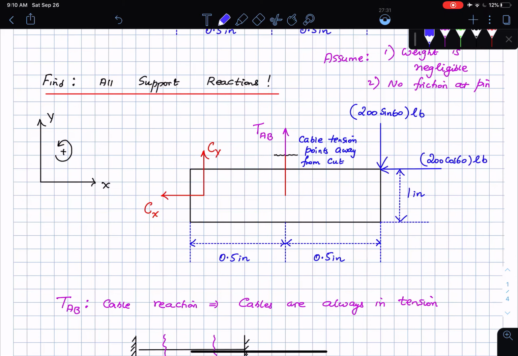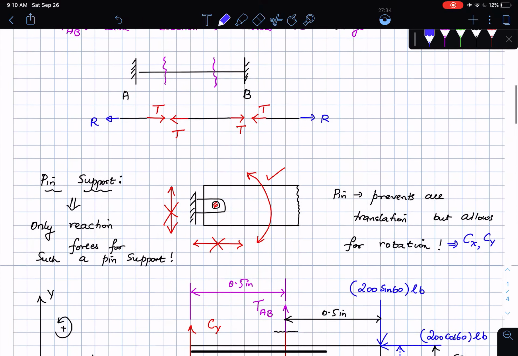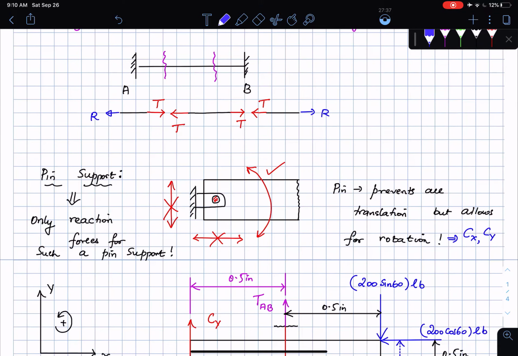Then I say, okay, here I have a pin reaction. What am I going to do with that? I come here and think, okay, what does a pin do? Or what does a pin not do? A pin prevents me from translating horizontally, prevents me from translating vertically, but it allows me to rotate, which means I don't have any reaction moments. I have only reaction forces, because there is no resistance to rotation, right?